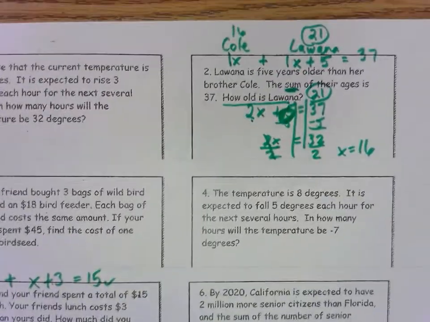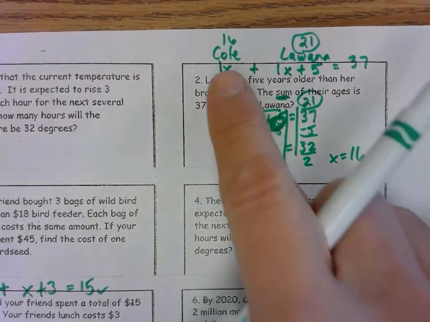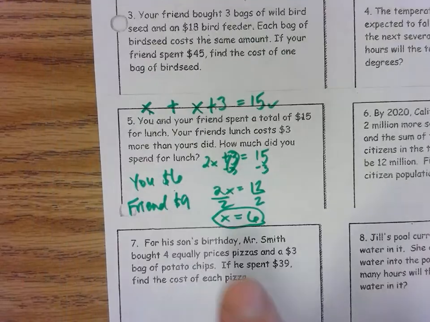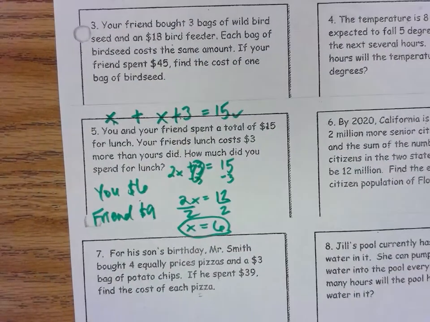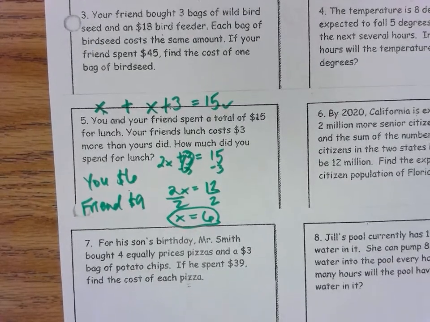All right. So we've done number 2. And you can see that that had a 2X in it. X for Cole, X for Luana. And then we had a little adjustment. We had an X for you and an X plus 3 for your friend. So let's do one that's a little bit different down here.